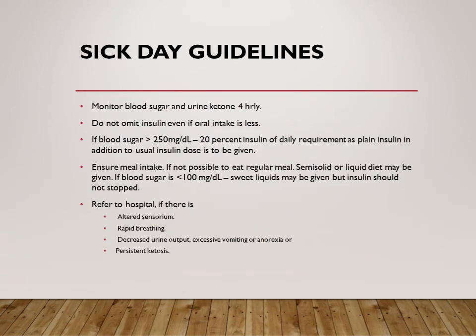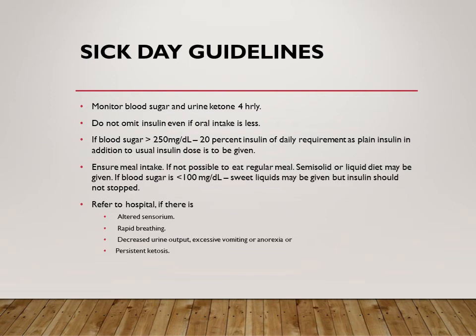If the patient becomes sick, then some guidelines have been given by IAP. In that, we monitor the blood sugar and urine ketones 4 hourly. Do not omit insulin even if oral intake is less. If the blood sugar is more than 250 mg per deciliter, then give 20% of the daily insulin requirement as plain insulin, in addition to the usual insulin doses, and ensure meal intake.